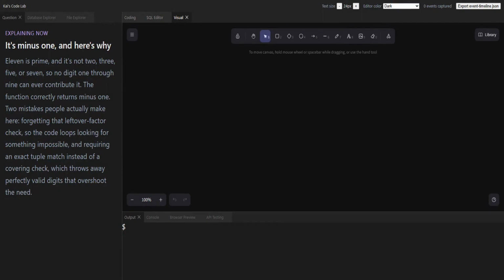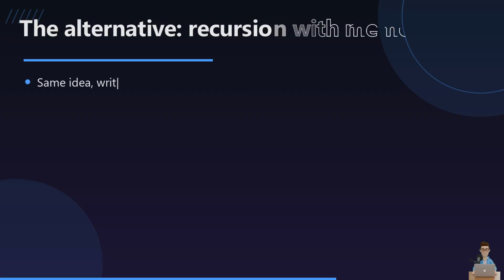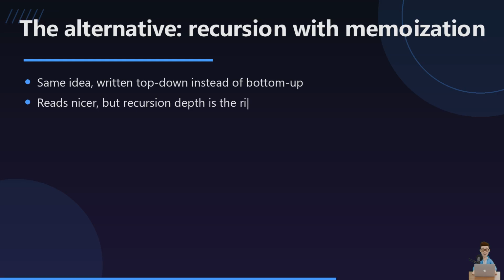2 mistakes people actually make here: forgetting that leftover factor check, so the code loops looking for something impossible, and requiring an exact tuple match instead of a covering check, which throws away perfectly valid digits that overshoot the need. You could write this same idea as a recursive function with a cache: choose a digit, recurse on the rest, memoize by position and remaining need. It reads a little nicer on the page.